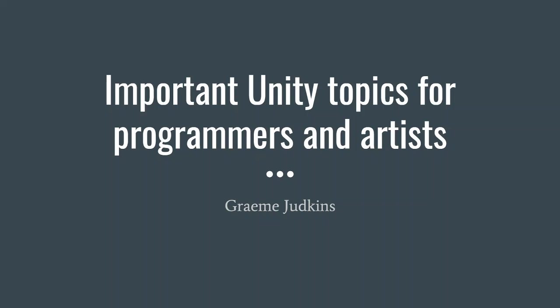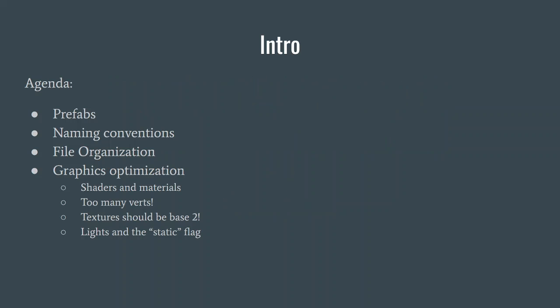So we're going to talk about prefabs. They're probably the single most important thing that you should know about for performance reasons, for just keeping everything organized. They're an organizational structure for you to use. We're going to talk about naming conventions of all things in Unity. We're going to talk about file organization briefly. And then we're going to have a big section about graphics optimization and just stuff to generally keep in mind when you're doing anything visual or importing things or using textures or anything like that.